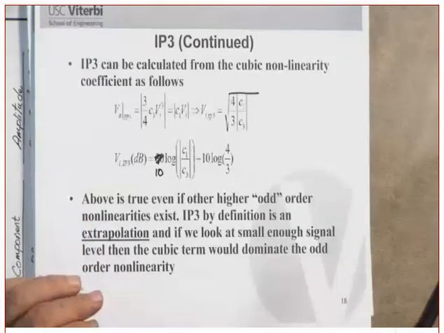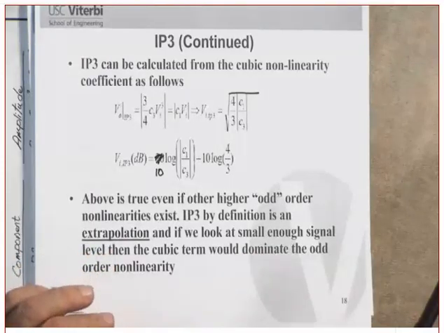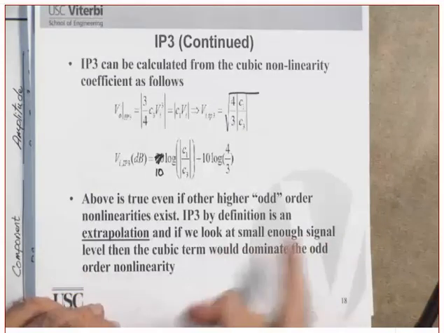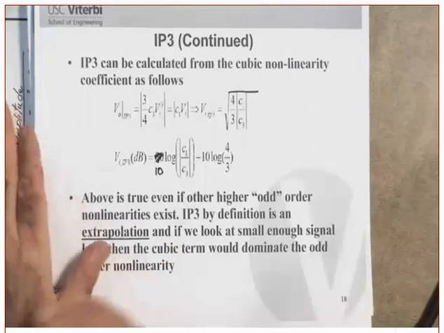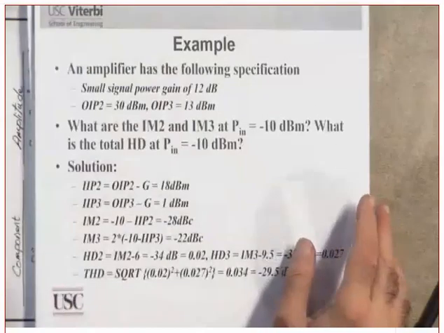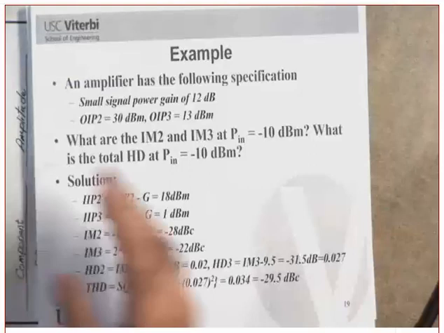Third order intermodulation will only occur if the order of the nonlinearity is odd. But what does this tell you? It tells you that if you take higher orders, for example fifth order or seventh order, the effect will be dominated by the third order. Clear? Okay. This is an example to put everything together before we move to another thing.